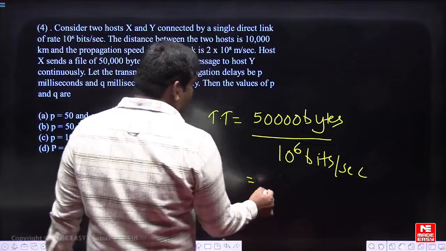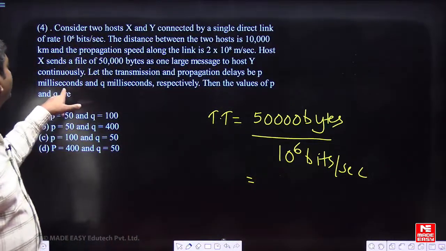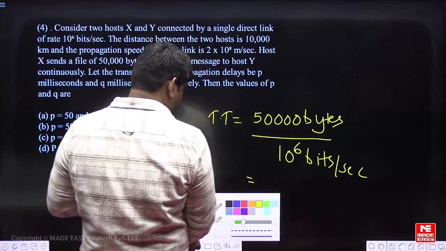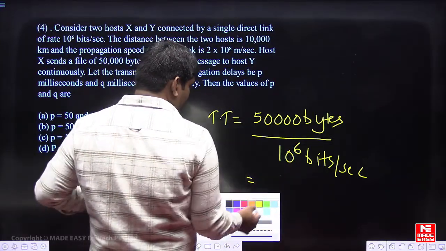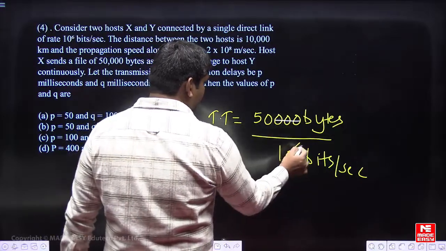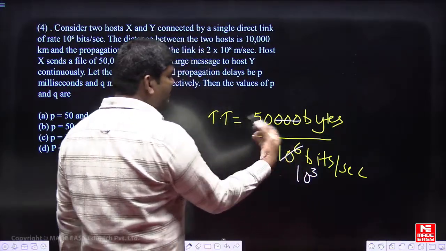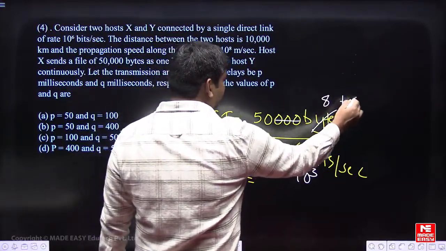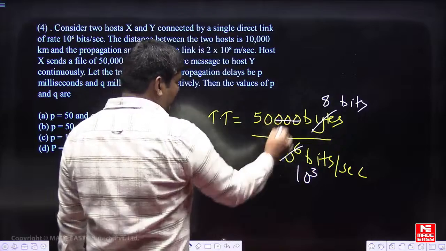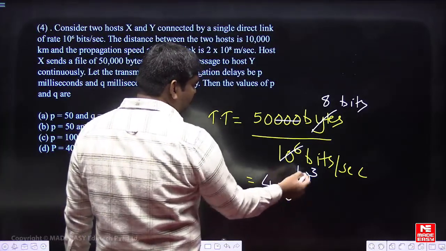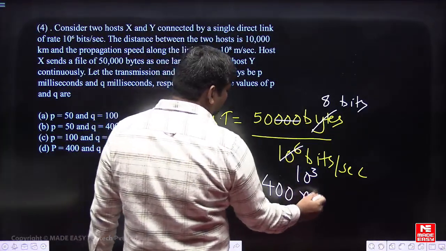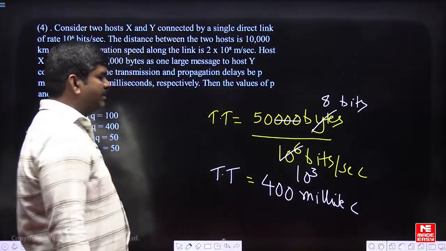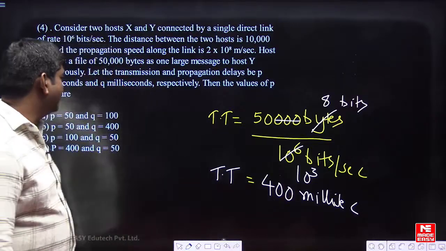If you do these calculations, they are asking in milliseconds. So you keep 10 power 3 below and cancel these 3 zeros, and you can have 10 power 3, so you can represent it in milliseconds. Convert the bytes into 8 bits, because these bits will cancel with the denominator. So 50 into 8 is 400. This 10 power 3 goes to the top, so it becomes milliseconds. So the transmission time is 400 milliseconds.